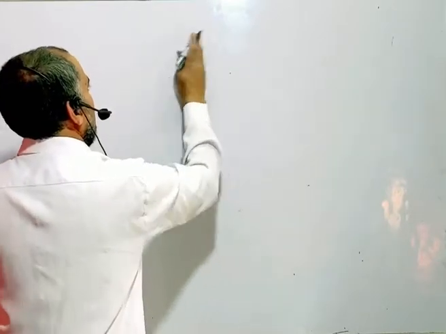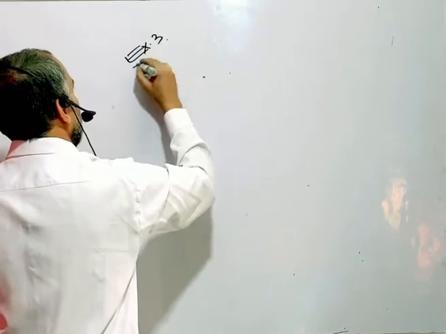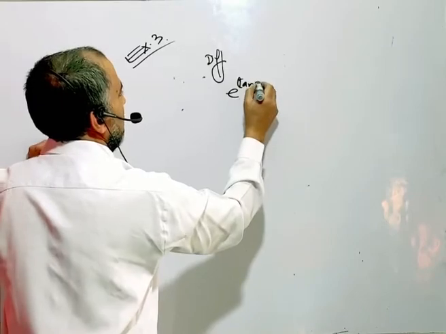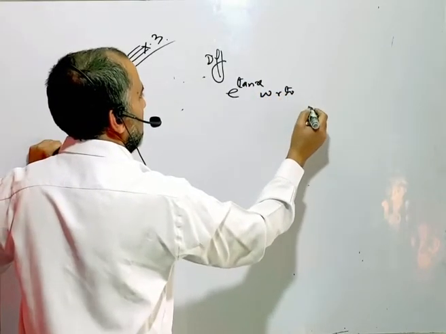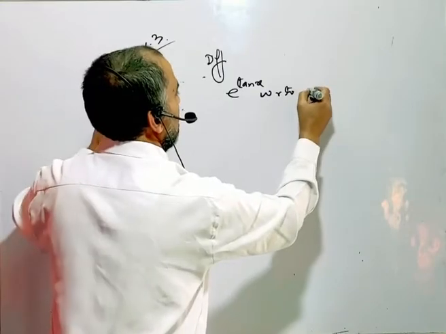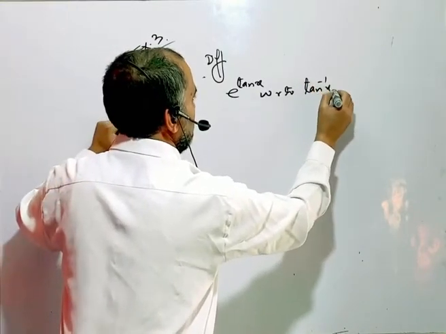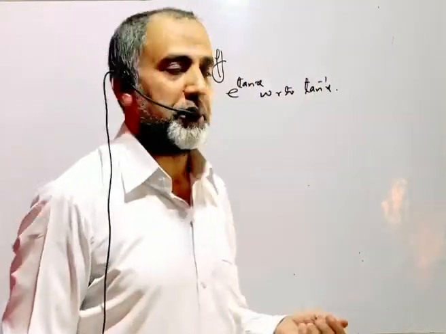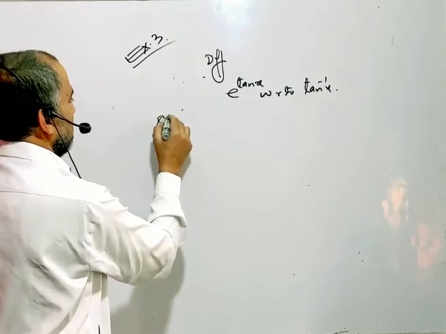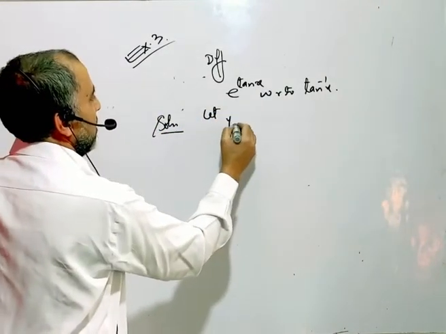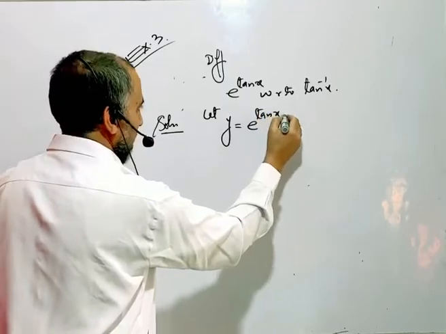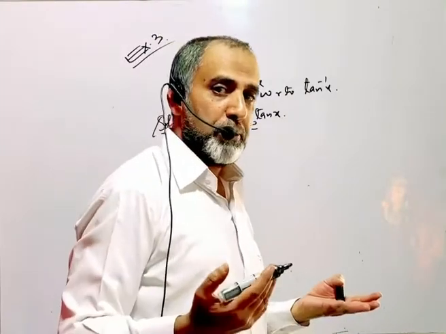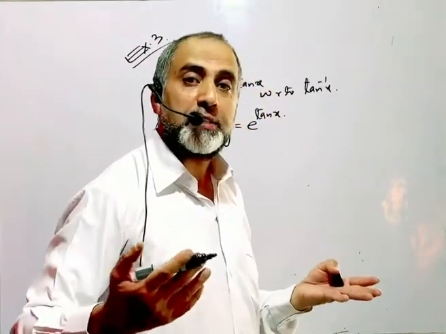ऐसे लिखेंगे example 3rd. Differentiate e raised power tangent of x with respect to tangent inverse x. Solution. देखिए, let y is equal to e raised power tangent of x. Now we'll differentiate it with respect to x. Again, आपको मैं रिमाइंड करूंगा कि x जो है will treat it as a parameter.